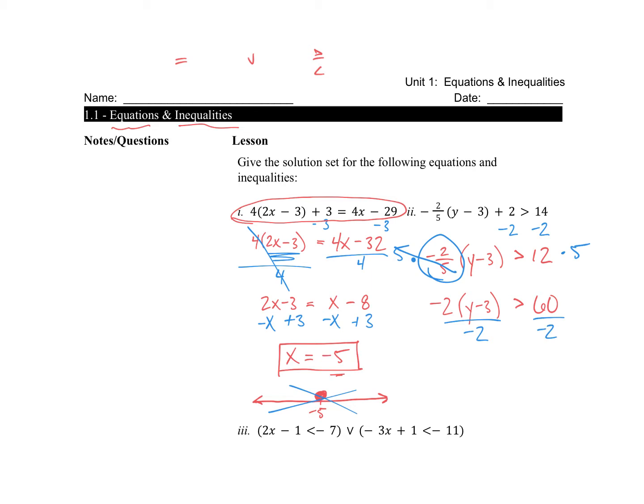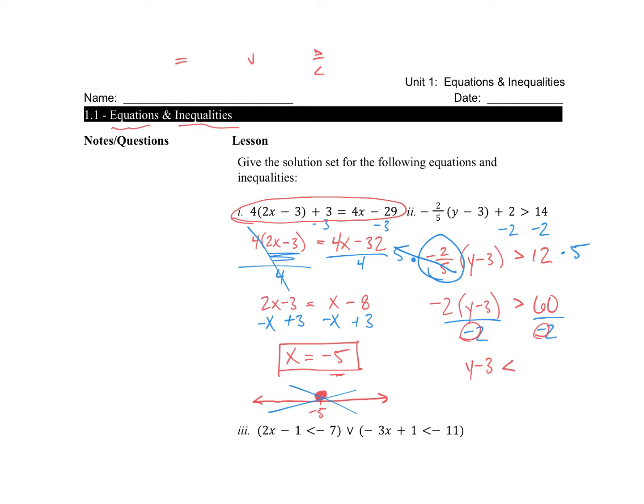Now I have to be very careful here, because you may remember that when you divide or multiply by a negative number, the inequality has to switch directions. So on the left side, I still have y minus 3, but because I've divided by this negative, it now will say less than.